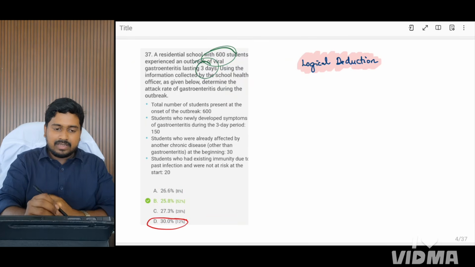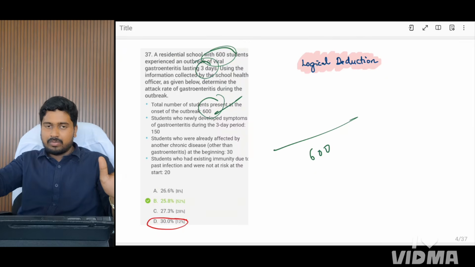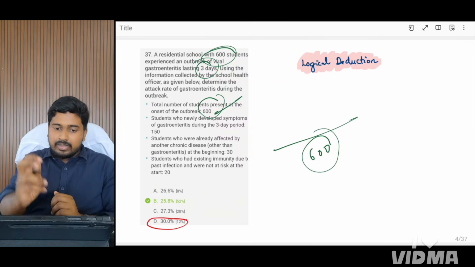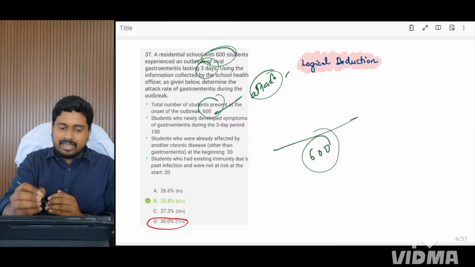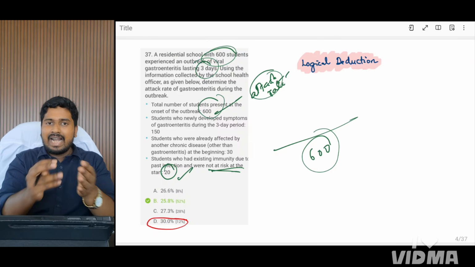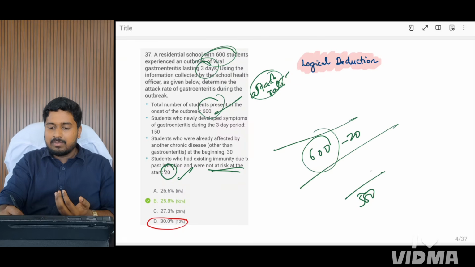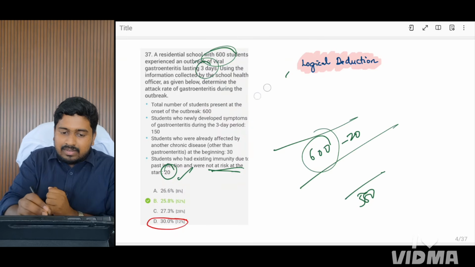Now I'm left with three options. There are a total of 600 students, so the denominator is 600, there is no doubt about it. But you want to see the attack rate. In this attack rate, there are 20 students who are not at risk. When there is a small group which is not under risk, you are automatically going to exclude it, right? So your denominator becomes 580. Now, what is the attack rate?